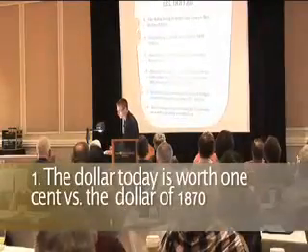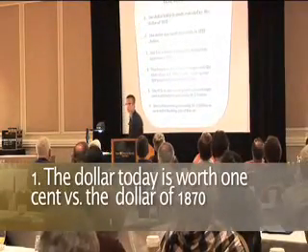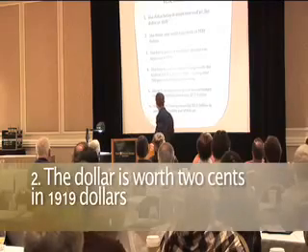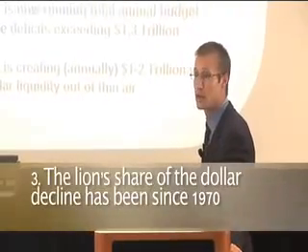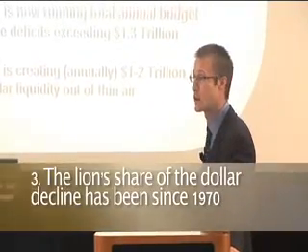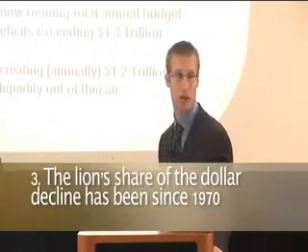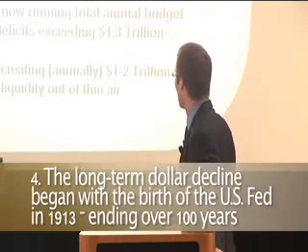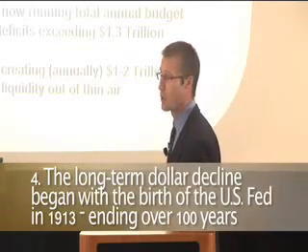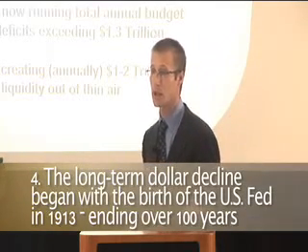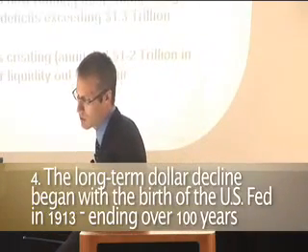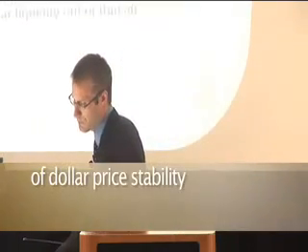The dollar today is worth roughly 1 cent versus the dollar of 1870, 2 cents versus the dollar of 1919, and the lion's share of the dollar decline has taken place since the 1970s when we unhinged the relationship between gold and the dollar. The long-term dollar decline began with the birth of the U.S. Fed in 1913, and as we looked at that chart, that ended over 100 years of dollar price stability.